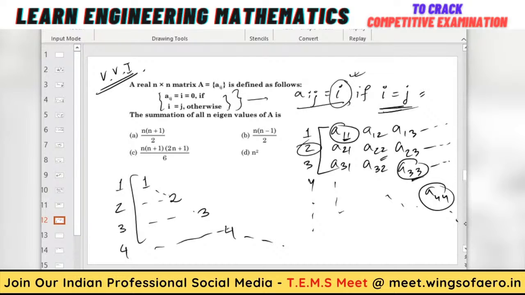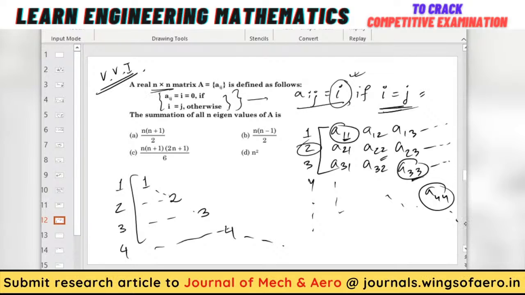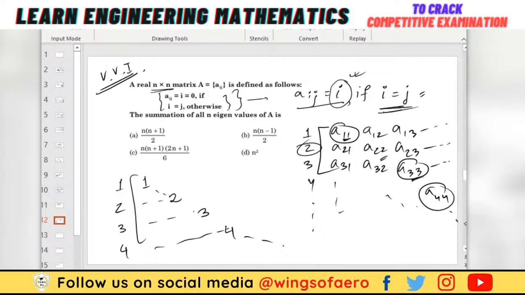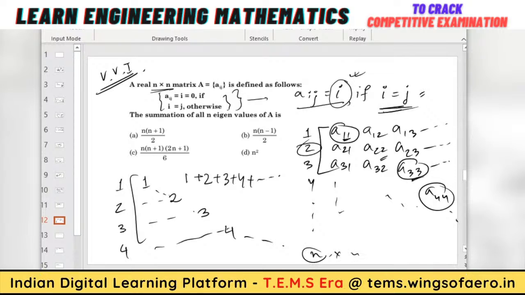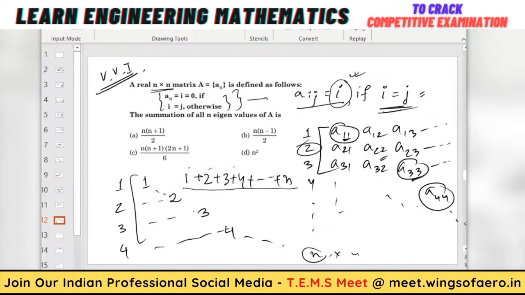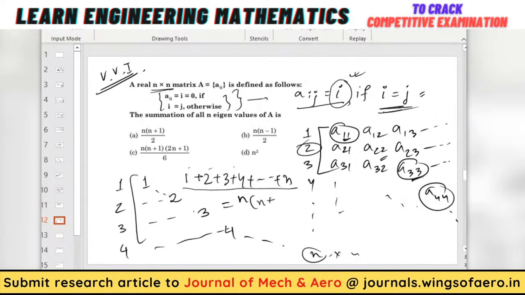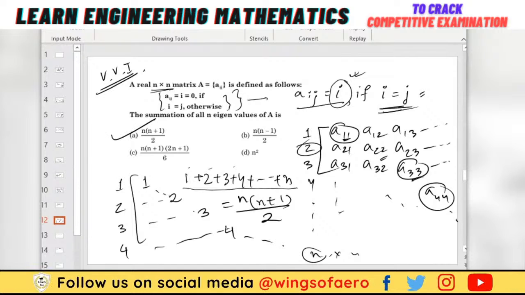And what is the dimension of the matrix? n cross n. It means the trace of the matrix will be 1 plus 2 plus 3 plus 4 plus dot dot dot up to n terms. That is, n cross n is the dimension of the matrix. And you know that by the AP series, 1 plus 2 plus 3 up to n, the summation is n into n plus 1 divided by 2. That is, A is the right answer.